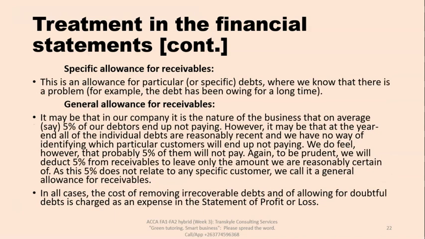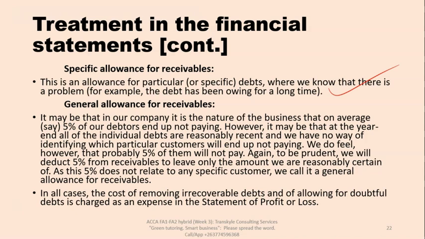Okay, specific allowance for receivables. This is an allowance for particular or specific debts where we know that there is a problem. For example, the debt has been owing for a long time. These are actual amounts.